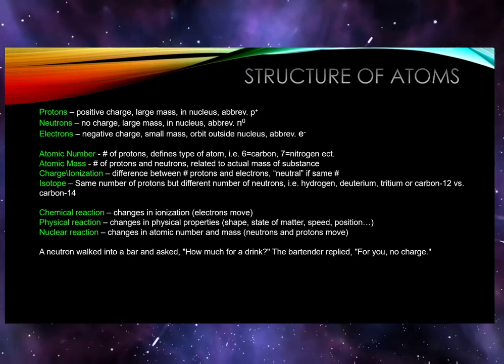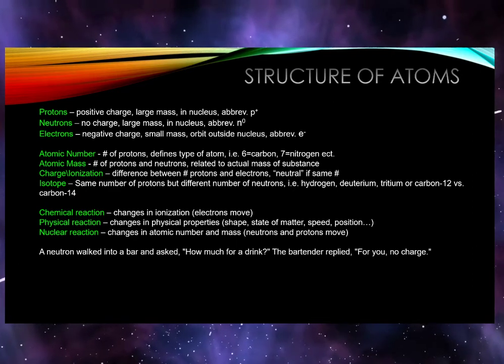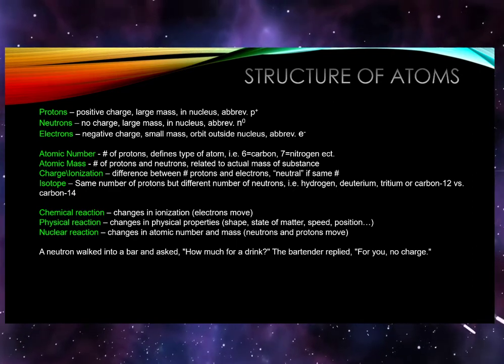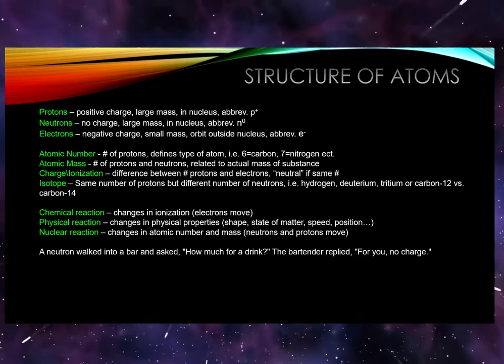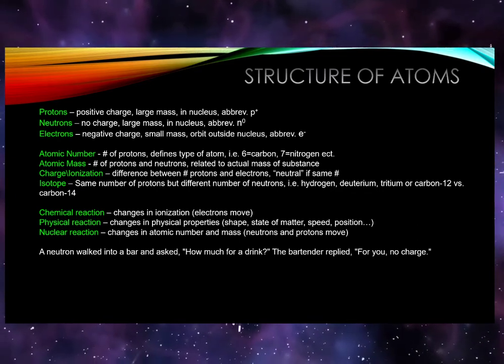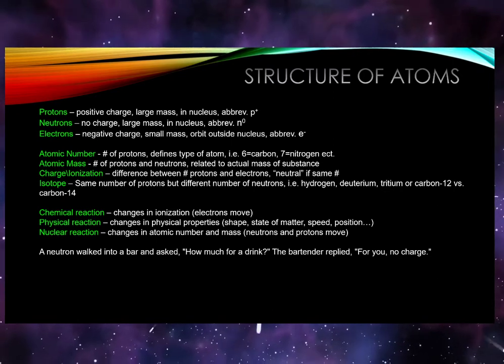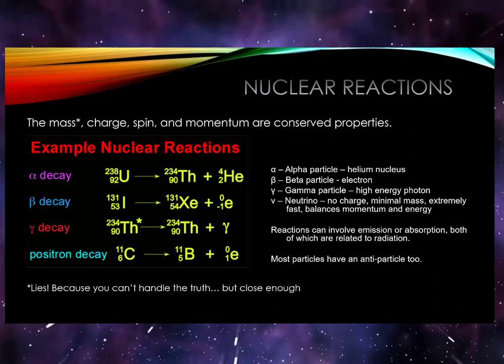And just one other thing, in a physical reaction, we're moving things around at a pretty big scale. In a chemical reaction, we're moving the electrons in the electron cloud. And in a nuclear reaction, we're actually changing the nucleus, hence the name. So that's kind of a quick distinction between those 3 things.